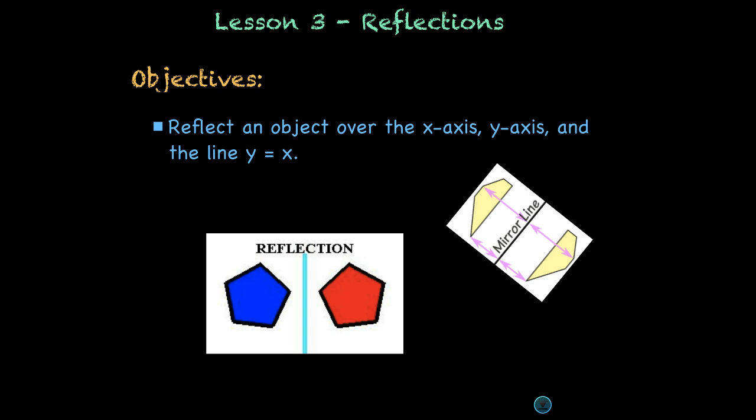Our objectives are to reflect an object over both the x-axis and y-axis, as well as over the line y = x. In order to better do this, we will be coming up with some rules that we can follow to help us when we are reflecting an object.